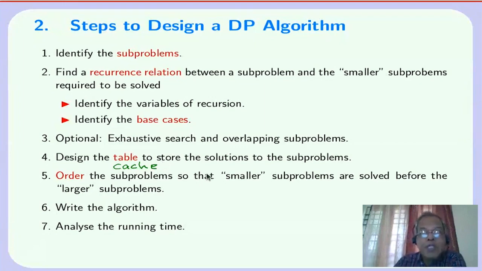Okay. Once we have a table, we need to think about the order in which the table entries will be filled in. If it is a 1D table, from left to right, or from right to left, or from 1 to n, or from n to 1. If it is a 2D table, some of the popular filling strategies are row major order, column major order, or even diagonal major order. So the order in which the table is filled depends on the ordering among the subproblems. Order the subproblems so that smaller subproblems are solved before the larger subproblems.